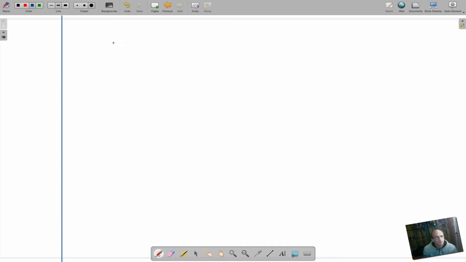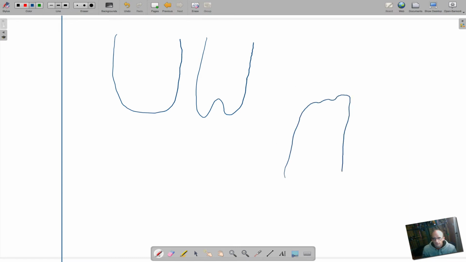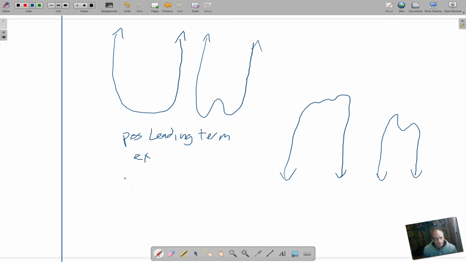Now, quartic functions will do this, or this, or this. And this has a positive leading term, like 8x to the fourth, and this is negative, like negative 3x to the fourth, again plus 2. And these are quartic functions.